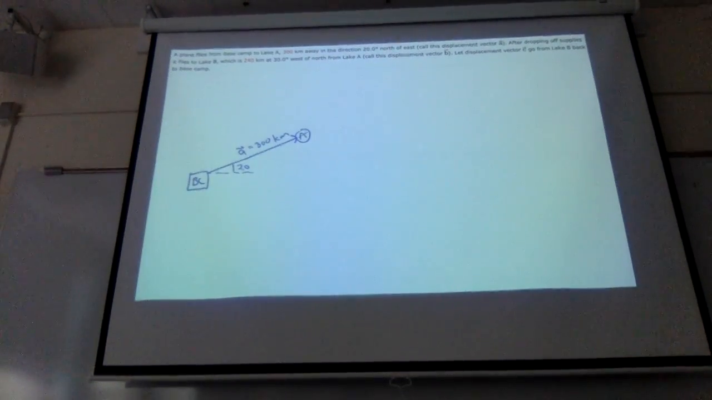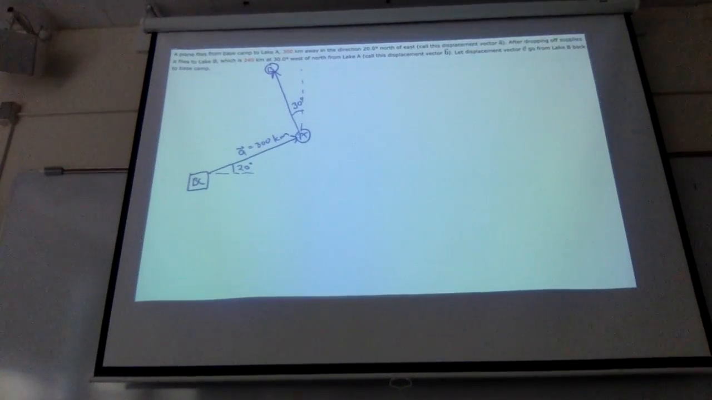That takes me to Lake A. And then Lake B is 240 kilometers, 30 degrees west of north. So not north, but 30 degrees over to the west side of that. So instead of going straight up, we're going to go kind of over this way somewhere. And that gets us to B. Yes, these angles are not correct, but you get the idea. And that's 30 degrees. This is vector B, and it is 240.